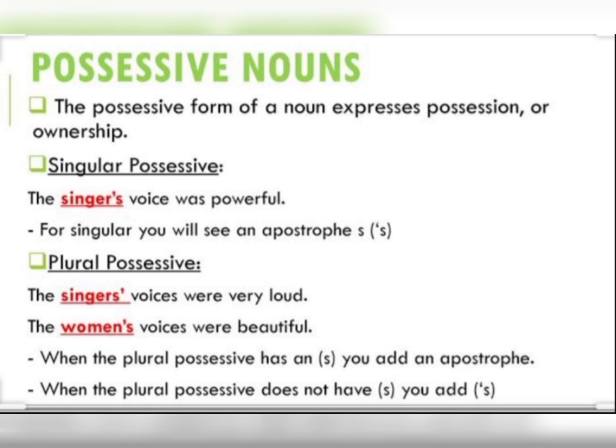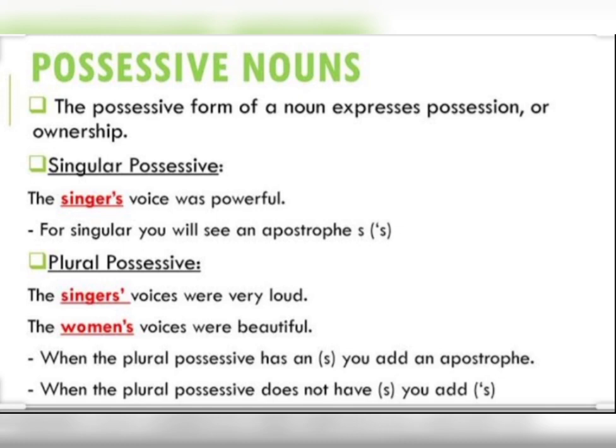It means when you want to show the possession of a singular place, person or thing, you have to put an apostrophe after the name of the place or person and then you have to add s. It shows the possession of singular. Second one, plural possessive. When many are there, how will you show the possession? For example, the singers' voices were very loud.